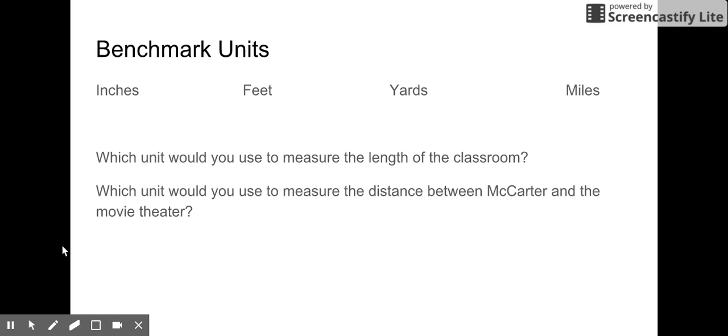Which unit would you use to measure the distance between McCarter and the movie theater? Go ahead and pause your video while you think about and discuss your response.